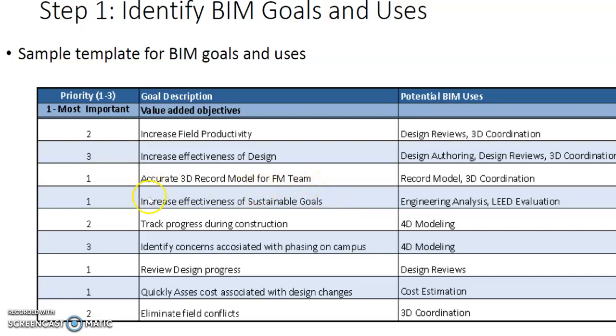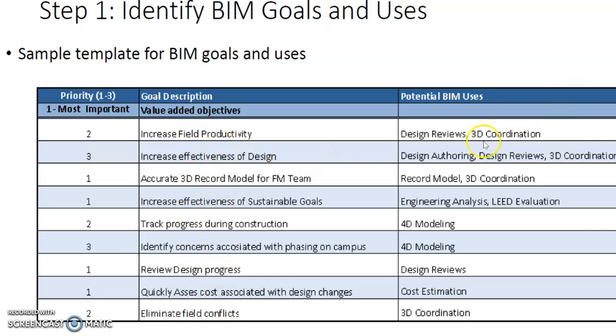it is indicated that one of the priorities, for example, is to have an accurate 3D record model for the facility maintenance team. So if the various stakeholders come in and agree that this is one of the project goals, that is a high priority, more resources will be allocated to achieve this particular goal compared to something in relation to, say, a priority number 3, for example, or increasing the effectiveness of the design. So when you attach the priority to your BIM goals, that will allow you to then allocate the required resources.